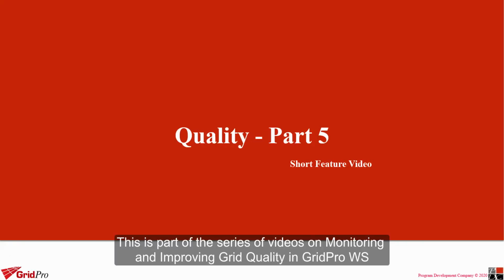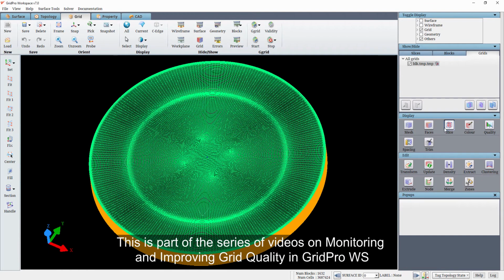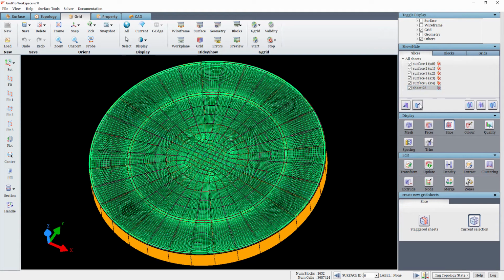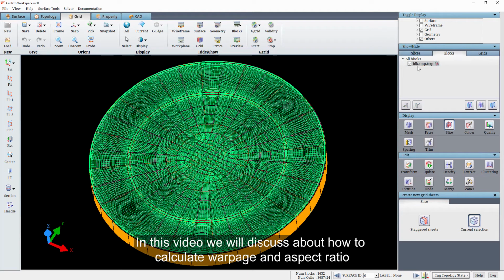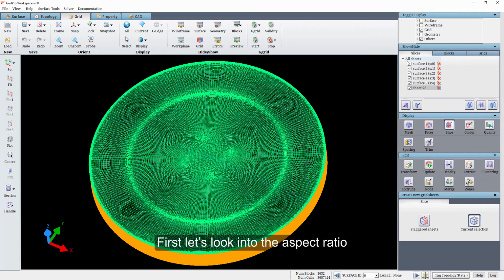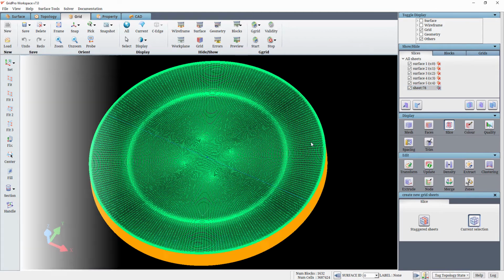This is part of the series of videos on monitoring and improving grid quality in GridPro WS. In one of the earlier videos, we had discussed how to calculate and visualize skewness. In this video, we will discuss how to calculate warpage and aspect ratio. First, let's look into the aspect ratio.